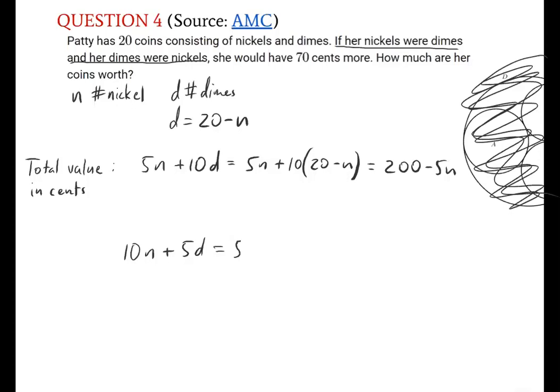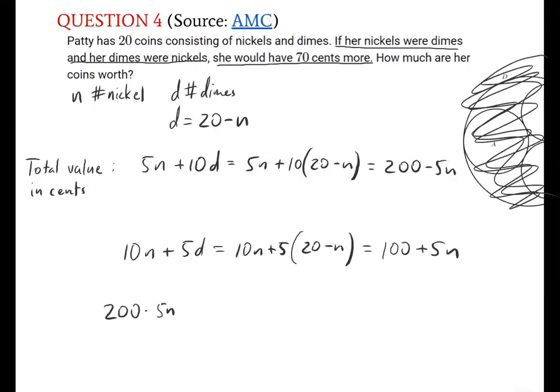So first, let's just substitute in the d. So that is 10n plus 5 times 20 minus n. That gives us 100 plus 5n. So if she would have 70 cents more, that means that this original value, well, the total value, you'll have to add 70 for it to equal this 100 plus 5n.